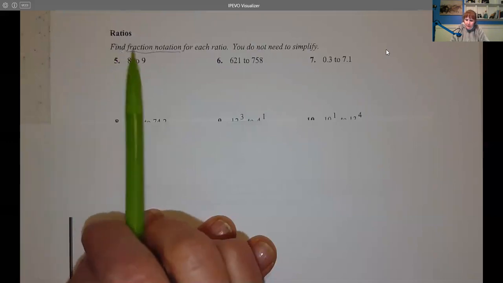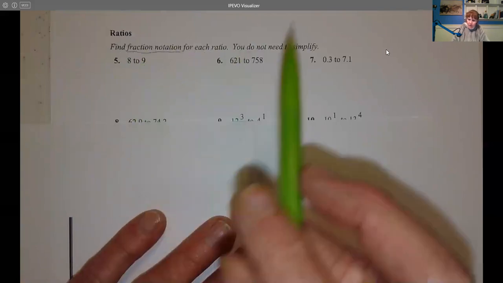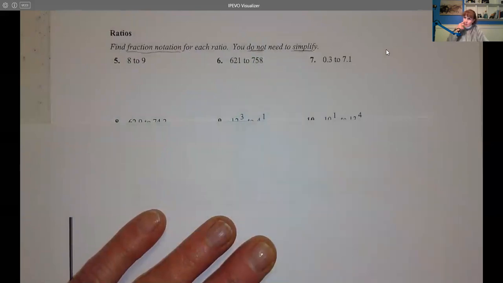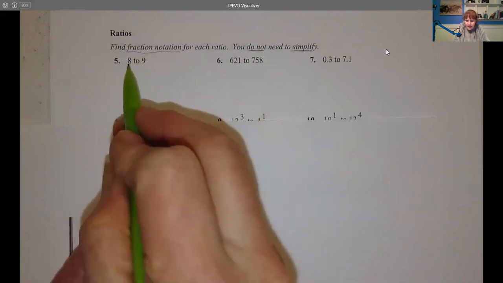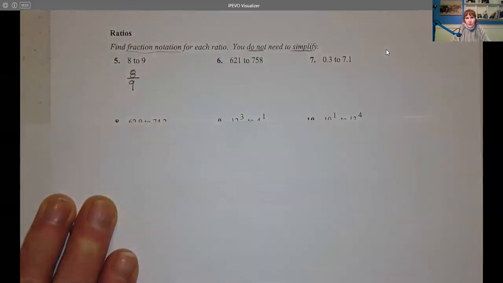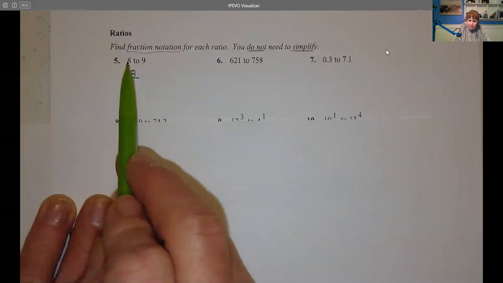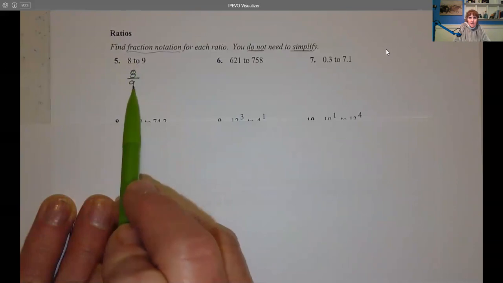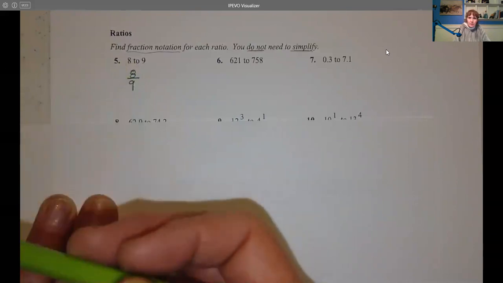So they want find fraction notation for each ratio. Do not simplify. So again, make sure you pay attention to words like that. So here, 8 to 9. As a ratio, we would write it 8 to 9. So ratios can be written as fractions. They do not want you to reduce this, and you couldn't anyways, so you're done. So that's the fraction notation for the ratio 8 to 9. The number you come across first always is in the numerator. The second goes in the denominator, because order does matter.